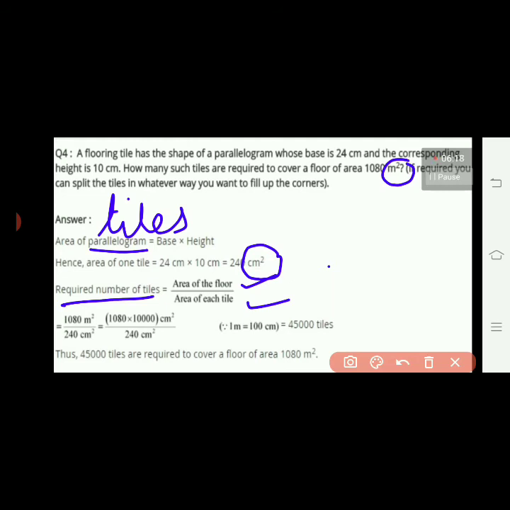Until the units are the same, you cannot cancel it. So if you want to convert meter square into centimeter square, meter square means meter into meter. If you convert 1 meter, 100 will come; if you convert 2 meter, 200 will come. Now it is converted into centimeter square. Okay, so here it is written, that's why it is written 10,000. Now they all are in centimeter. Centimeter and centimeter get cancelled, and when you simplify it, a total of 45,000 tiles will be there. Okay.